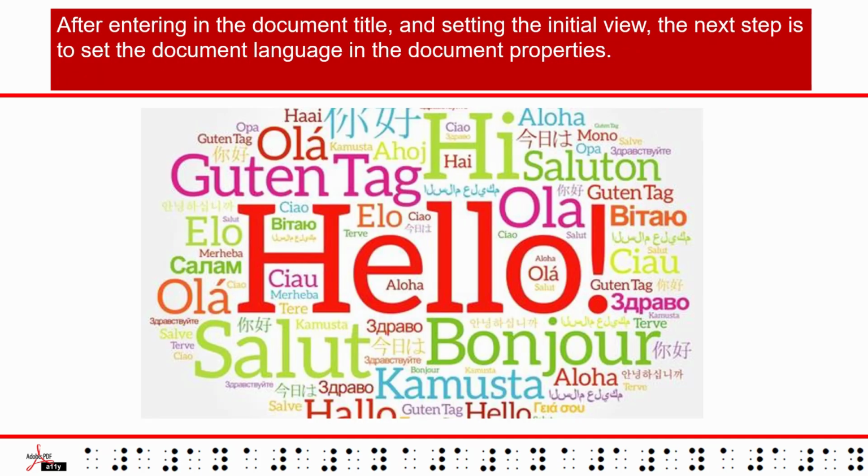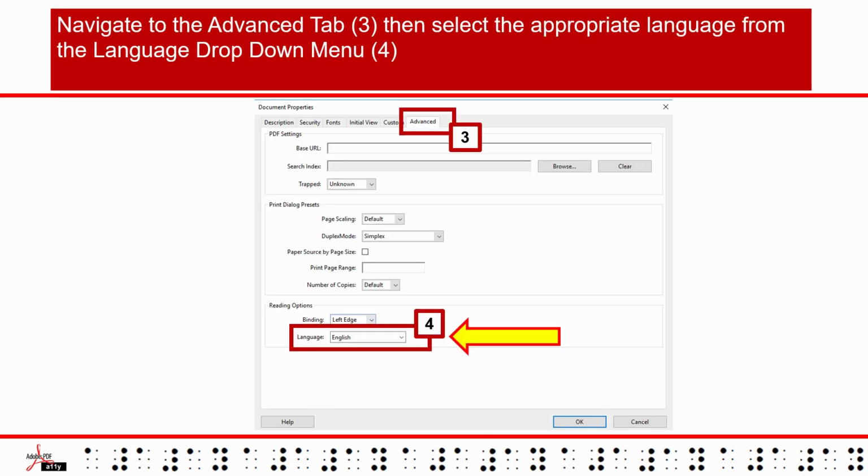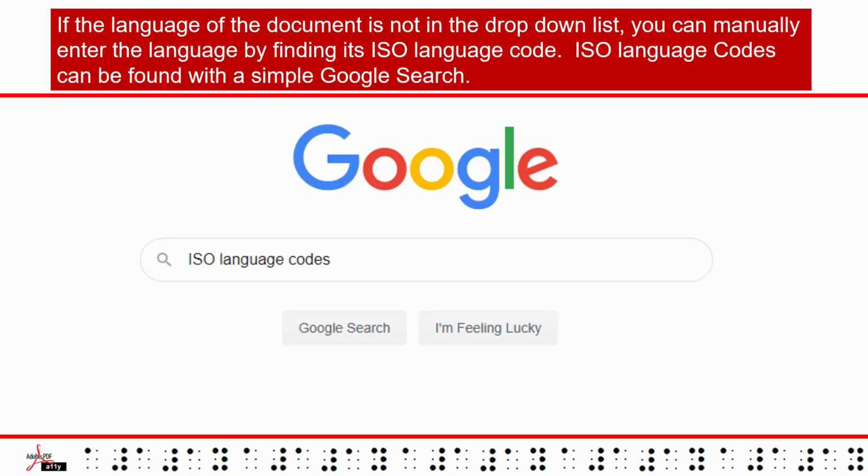After entering in the document title and setting the initial view, the next step is to set the document language in the document properties. Go to Document Properties. To get there, choose File, Step 1, and then select Properties, Step 2. Navigate to the Advanced tab, Step 3, and then select the appropriate language from the Language drop-down menu, Step 4.